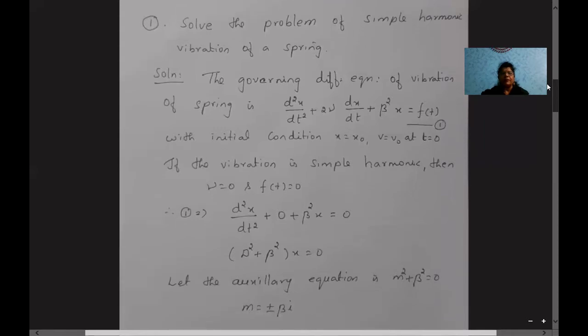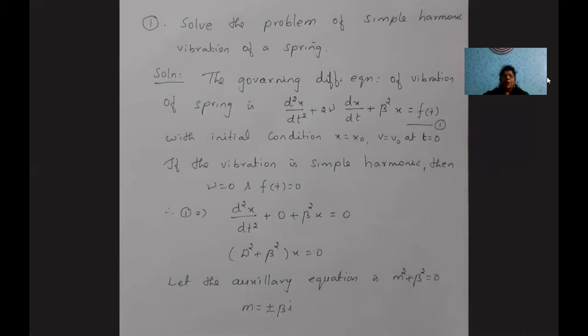The very first problem is solving the simple harmonic vibration of a spring. What is the governing differential equation of the vibration of string? d square x by dt square plus 2 gamma dx by dt plus beta square x is equal to f of t, which we have seen in the definition of vibration of string, with the initial condition x equal to x naught and v is equal to v naught at t is equal to 0. And what is this problem? Simple harmonic vibration.